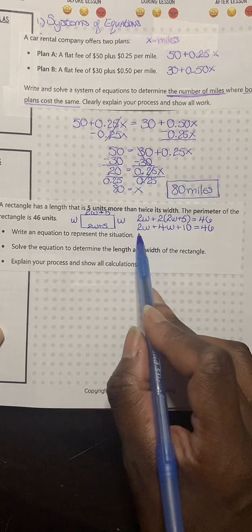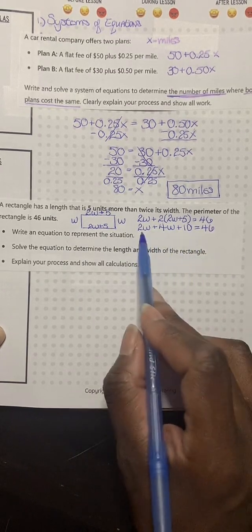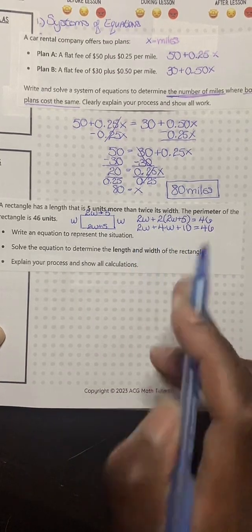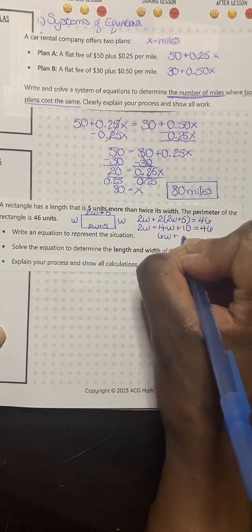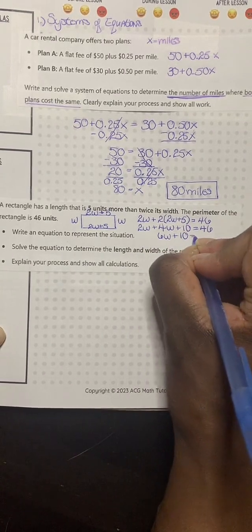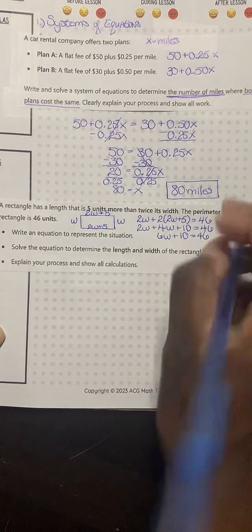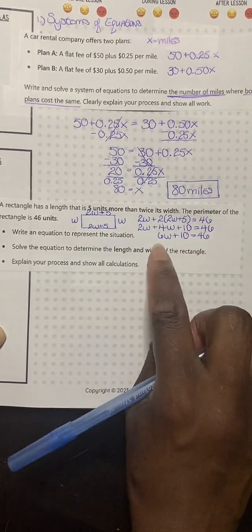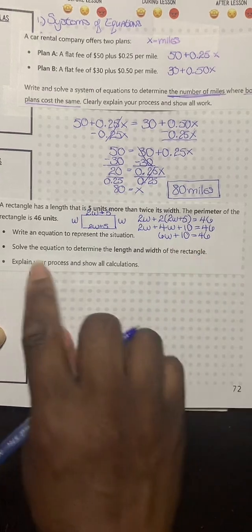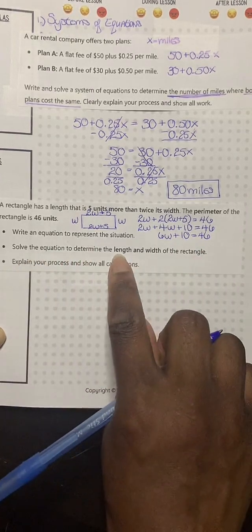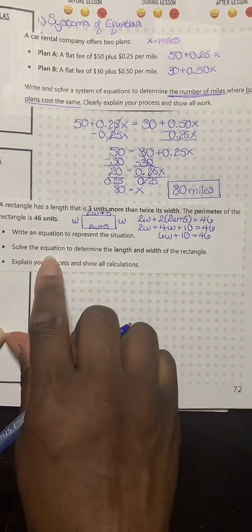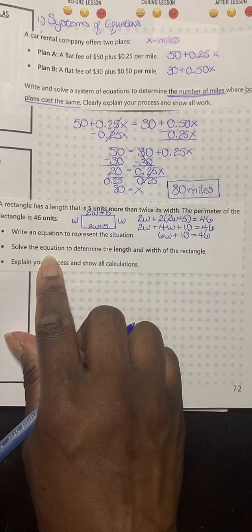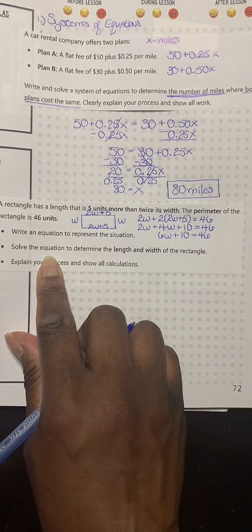All right. Now, let's tighten this up. 2W plus 4W gives me 6W. So I got 6W plus 10 equals 46. So we can use this as our equation. But now we're going to solve the equation to find the length and the width. So as you can tell, I'm actually going to solve for W. And W, that's my width.